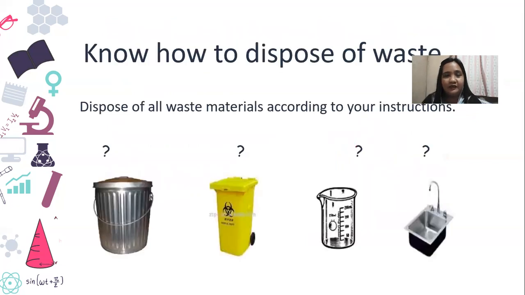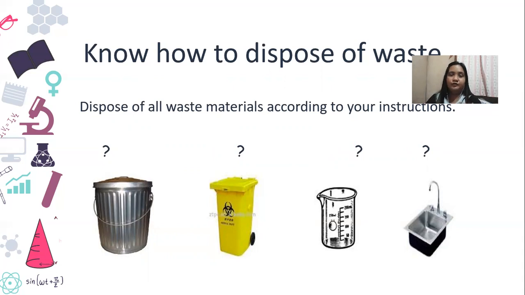Okay, and this is still part of the general guidelines. Know how to dispose of waste. So dispose of all waste materials according to your instructions. There will be specific waste baskets or trash bins for specific materials. If it's a liquid material, we usually provide you a beaker or a container. If it's really radioactive, but we don't have that, we'll need to put it in that yellow basket there. There are different trash bins for each type of waste material that we will be encountering.